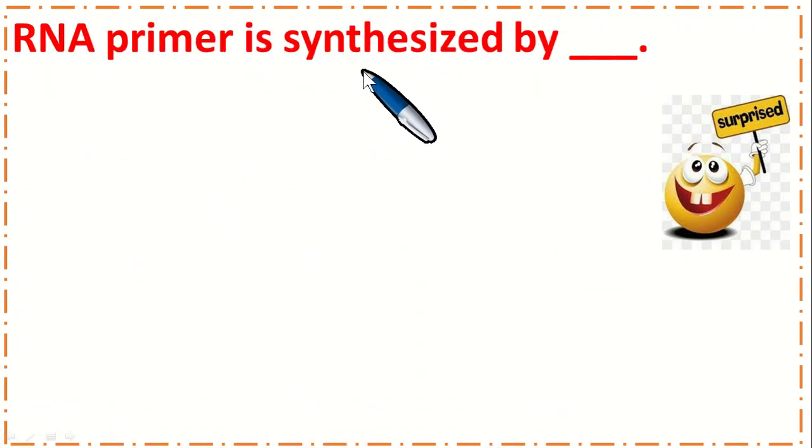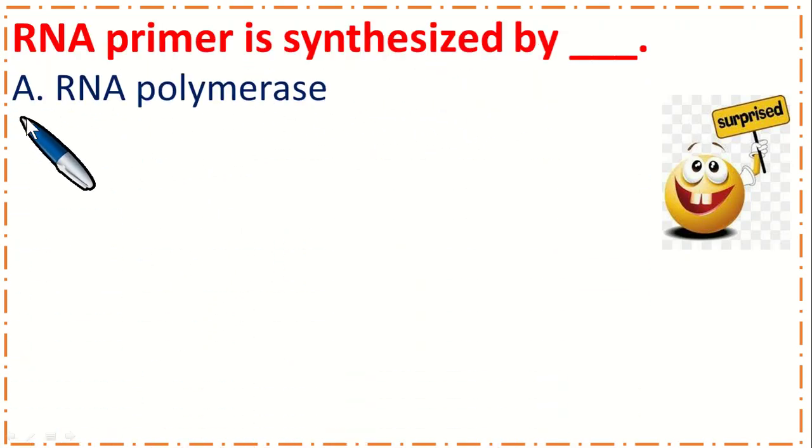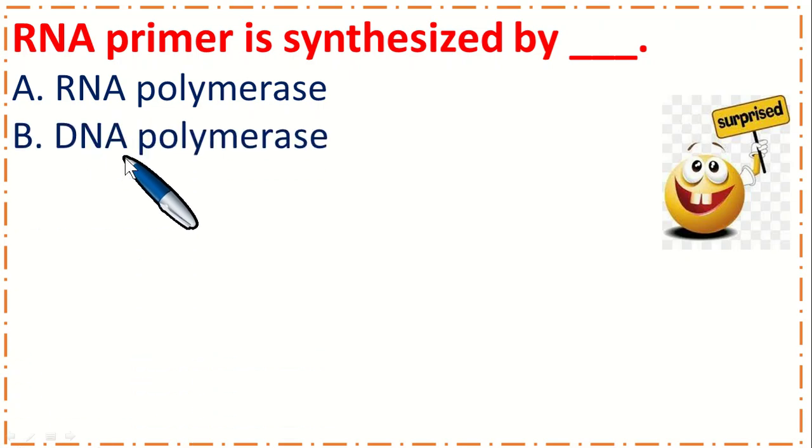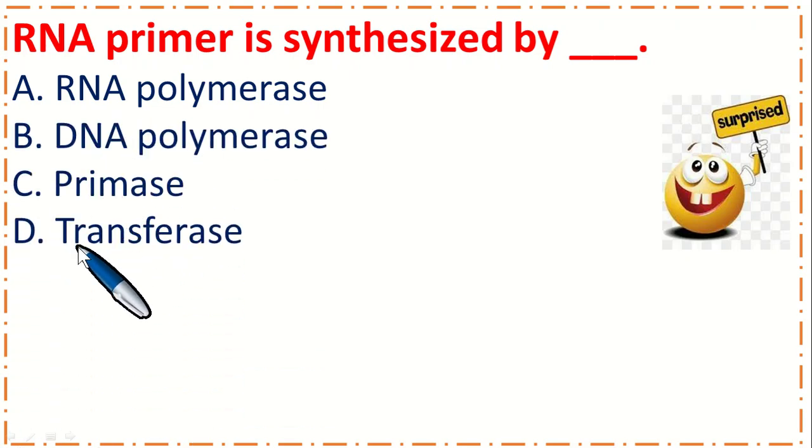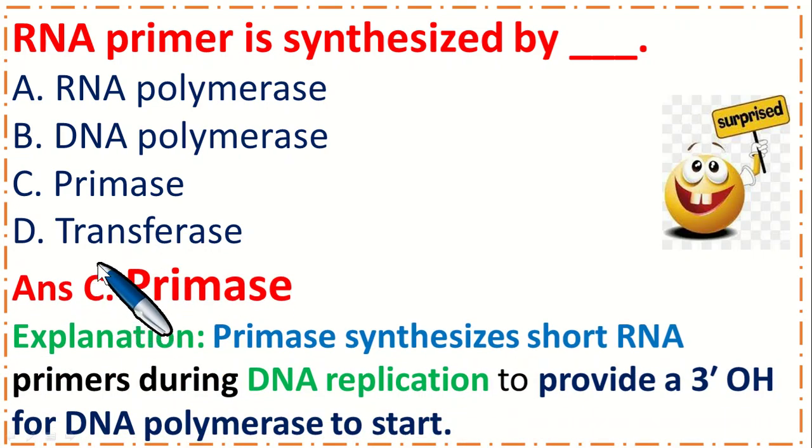RNA primer is synthesized by dash. Option A RNA polymerase, B DNA polymerase, C primase, and option D transferase. So the correct option is C primase. Primase synthesizes a short RNA primer during DNA replication to provide a 3' hydroxyl group for DNA polymerase to start.